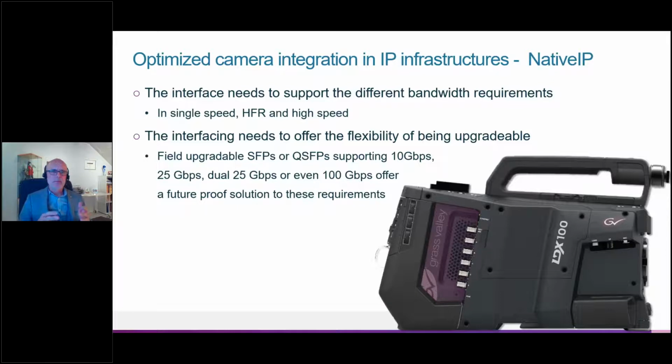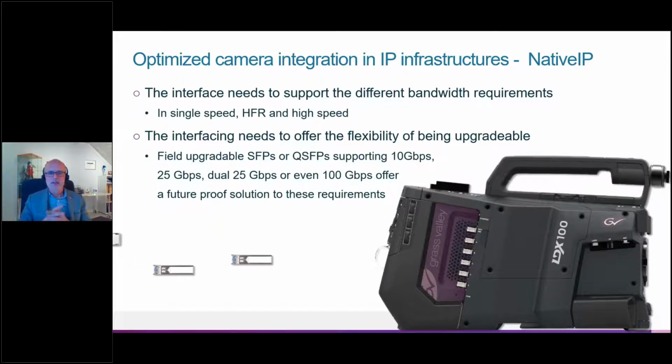So we believe that the interface needs to support the different bandwidth requirements in single speed, in high frame rate, and in high speed, and for the different video formats, HD, 3G, and UHD. And we need to have an interfacing which is adaptable. So there must be a way to have a field upgradability to different bandwidth requirements. So means SFPs which can be changed in the field between 10 gig, 25 gig, possibly even dual 25 gig and even 100 gig, offer very likely a future-proof and a very cost-efficient solution to that.